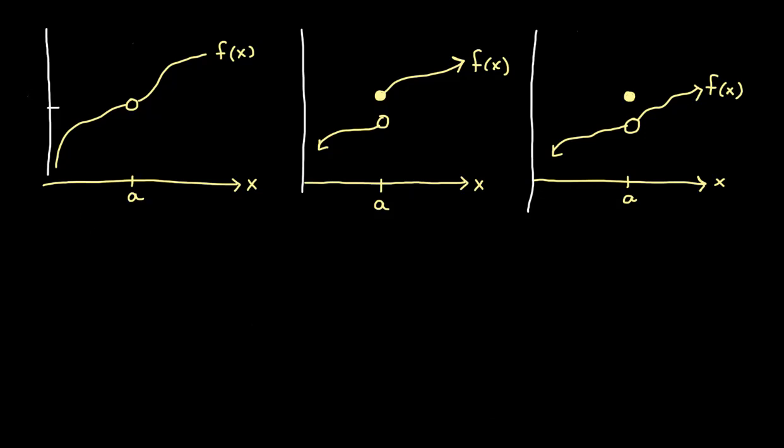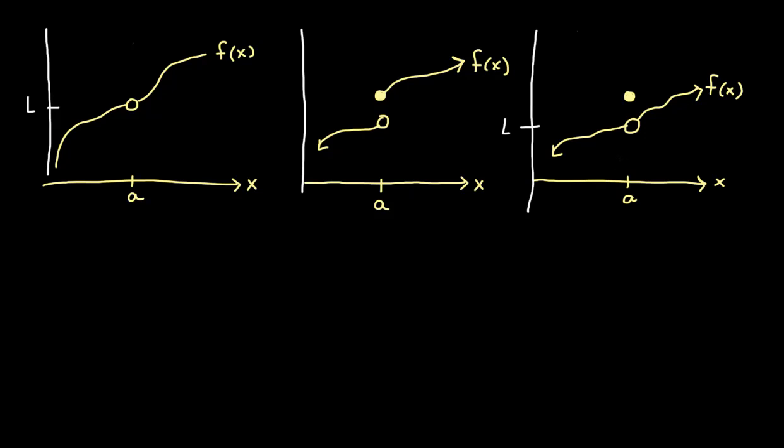And in the first one, it does have a limit. The function is getting closer and closer to L, even though it's not continuous. In the second one, this one does not have a limit because as we approach from the right and we approach from the left, we get different values. The third one also has a limit, and the limit, let's say, is L. Even though this point doesn't follow that limit, as we get closer and closer to a with x, the function gets closer and closer to L. So the first one and the third one have a limit.